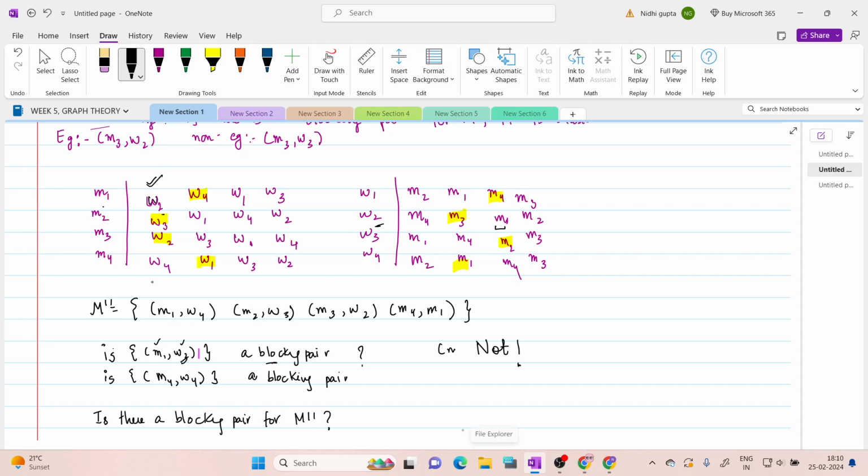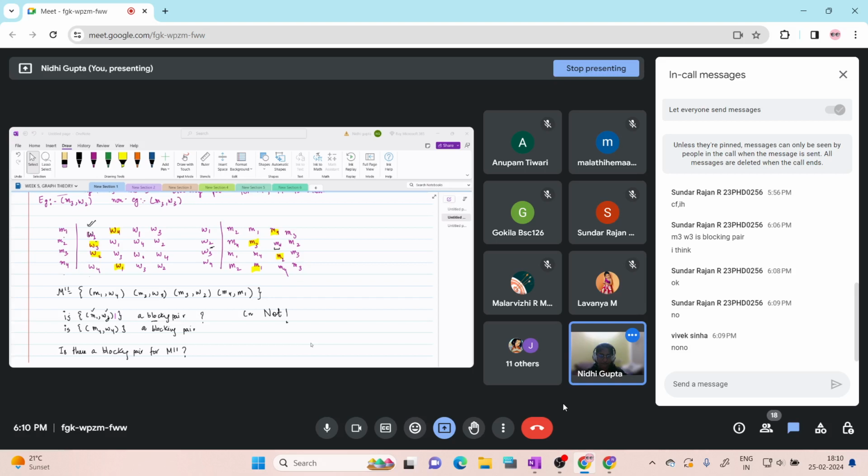What about M4W4? Is M4W4 a blocking pair? No. Why is it not a blocking pair? If W4 were assigned M4, M4 is not a better preference than what she has already been assigned. So M4W4 is not a blocking pair.